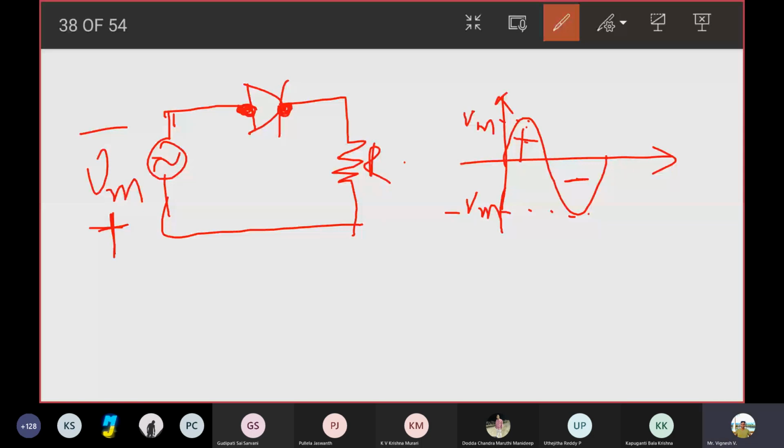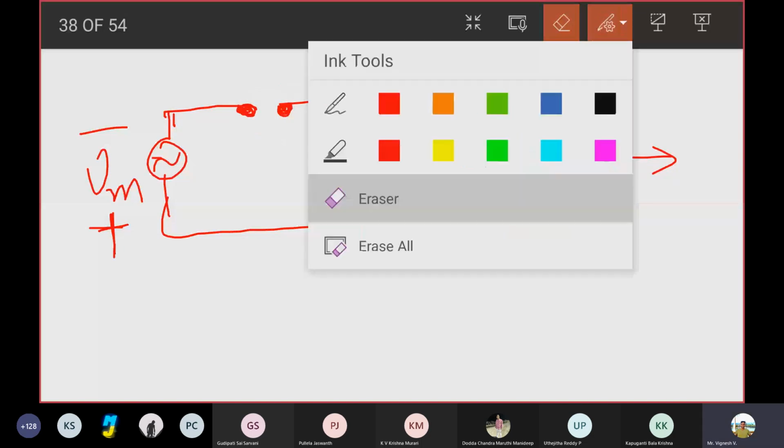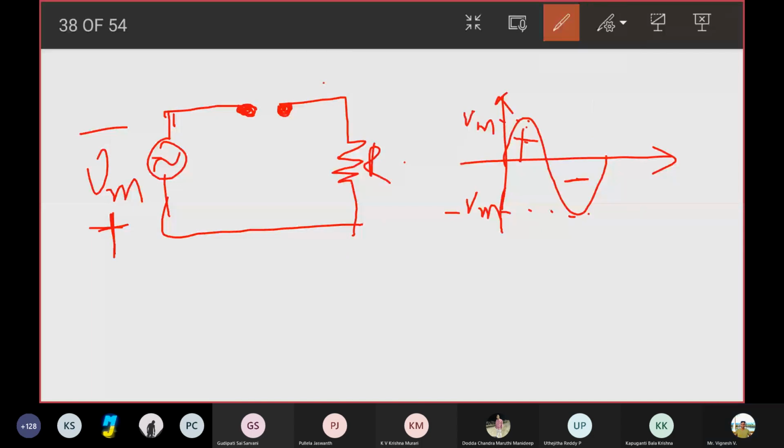Yes, sir. Can you tell me? If the input is in the negative half cycle, obviously, what happens to the diode? Reverse biased, right? It is open. What is the current flowing through the resistor? Zero. If the current flowing through the resistor is zero, what is the voltage across the resistor? It is zero. But you are asked to find out what is PIV.